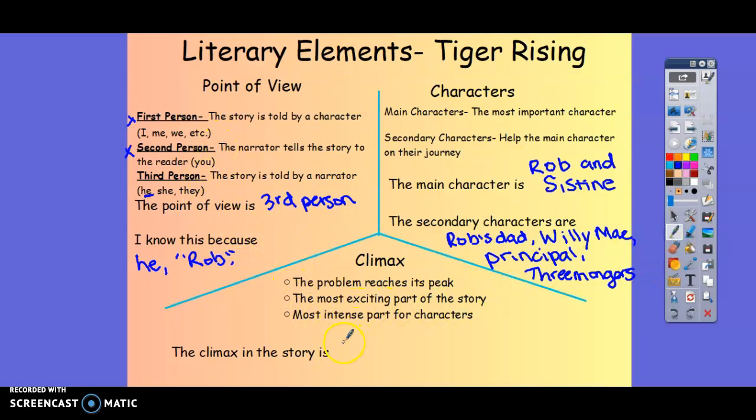The climax is when Rob shows the tiger to Sistine.